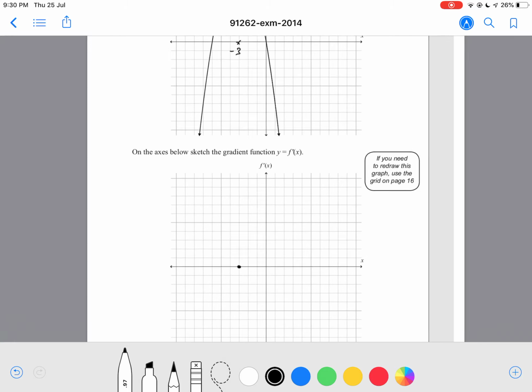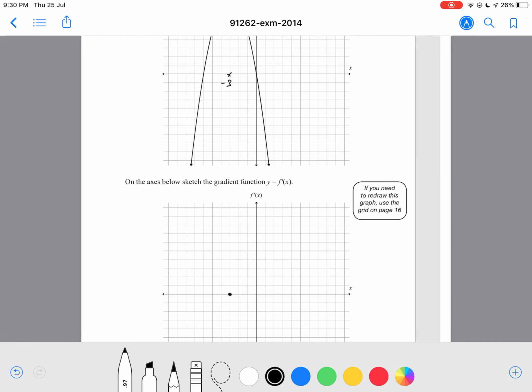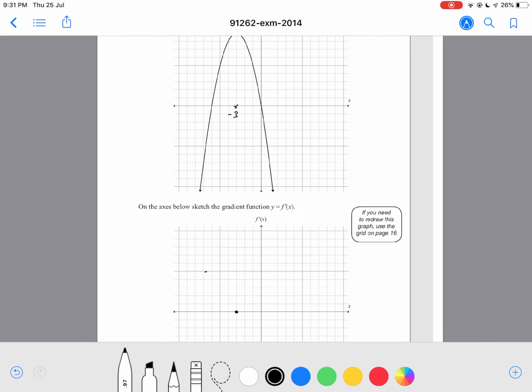Okay. So the way we're going to draw this is, when x is less than -3, our gradient is increasing. So our gradient should be above the x-axis. Okay, so it should be just somewhere here. Our gradient is above the x-axis.